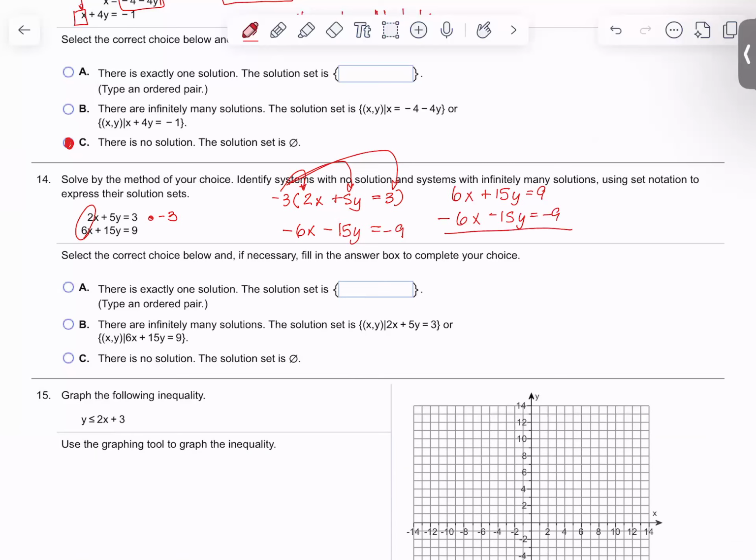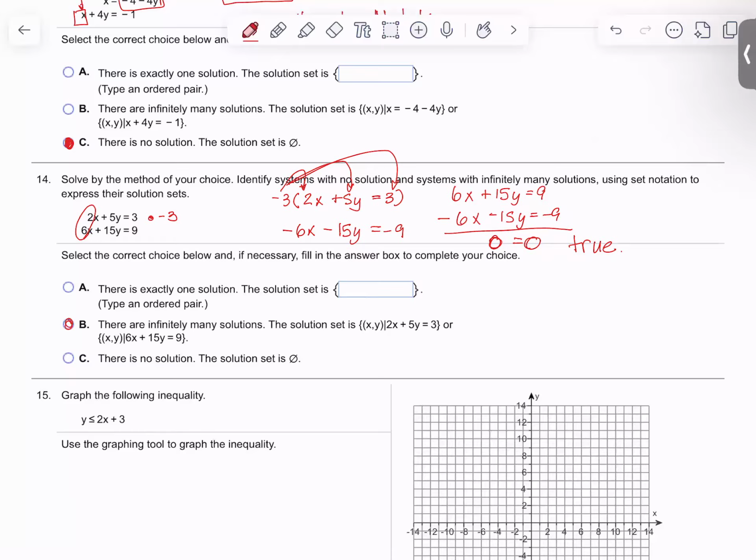Well, 6x minus 6x is 0. 15y minus 15y is 0. So the left-hand side of this is 0. On the right-hand side, 9 minus 9 is also 0. So I end up with an equation that's just true. Yes, 0 is equal to 0. If I end up with an equation that is just plain true, 0 is 0, or 2 is 2, or 3 is 3, whatever, that means these are actually the same line. So any ordered pair that lies on that line is a solution.